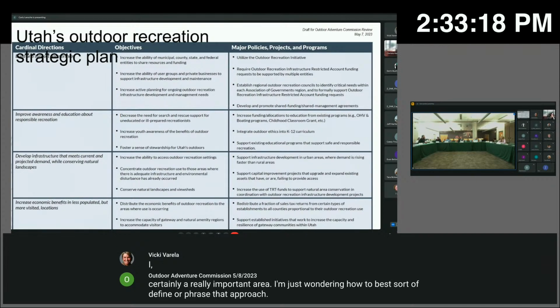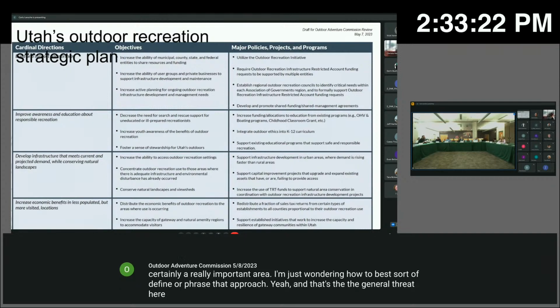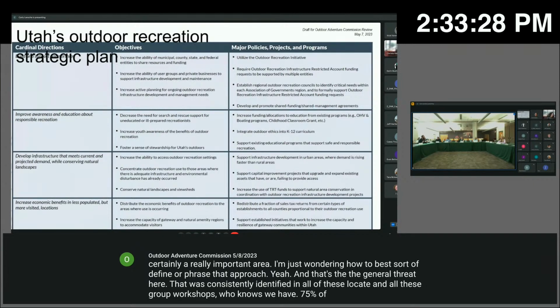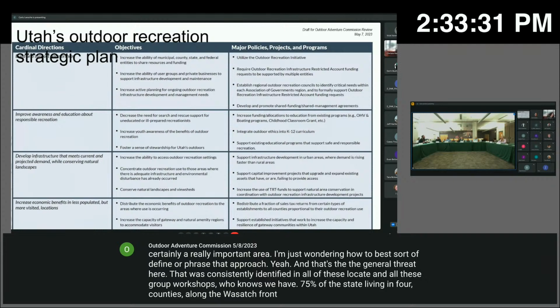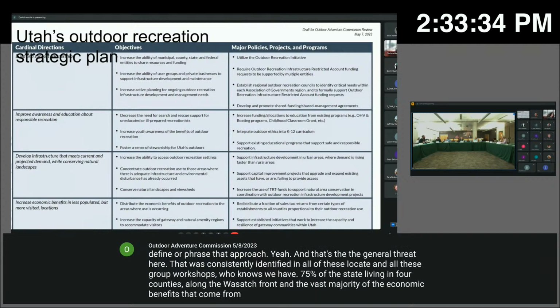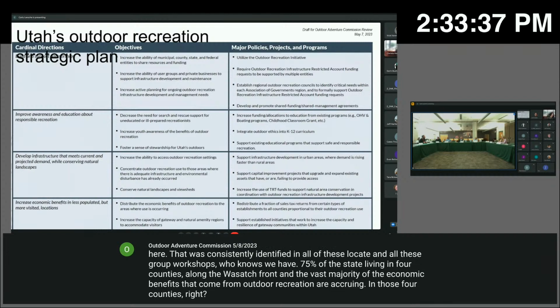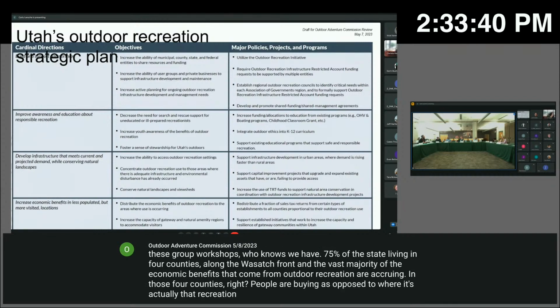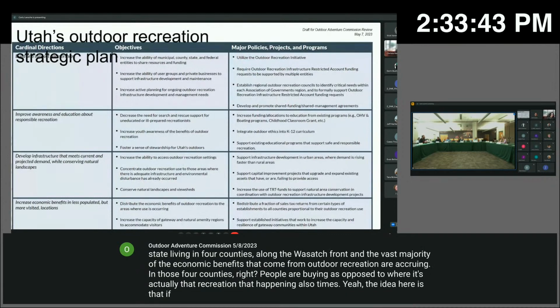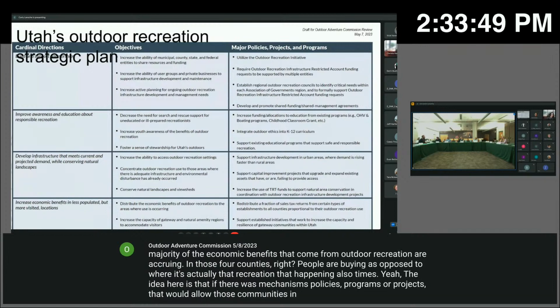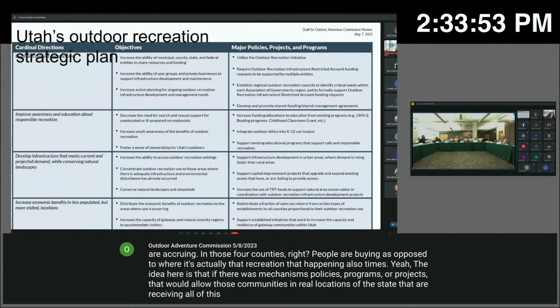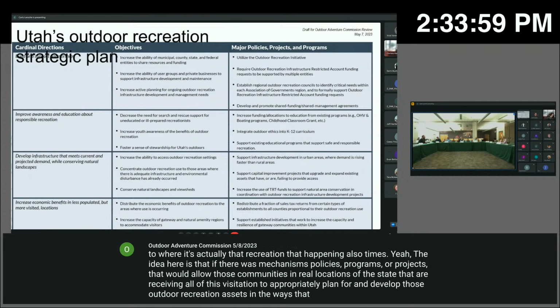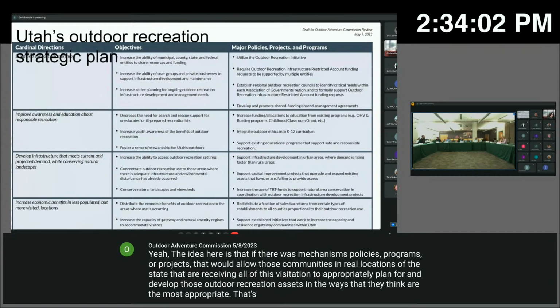Yeah, and that's the general threat that was consistently identified in all these group workshops. We have 75% of the state living in 4 counties along the Wasatch Front, and the vast majority of the economic benefits from outdoor recreation are accruing in those 4 counties, where people are buying their goods, as opposed to where the recreation is actually happening. The idea here is that if there were mechanisms, policies, programs, or projects that would allow those rural communities receiving all of this visitation to appropriately plan for and develop those outdoor recreation assets in the ways they think are most appropriate, that's the most viable solution.